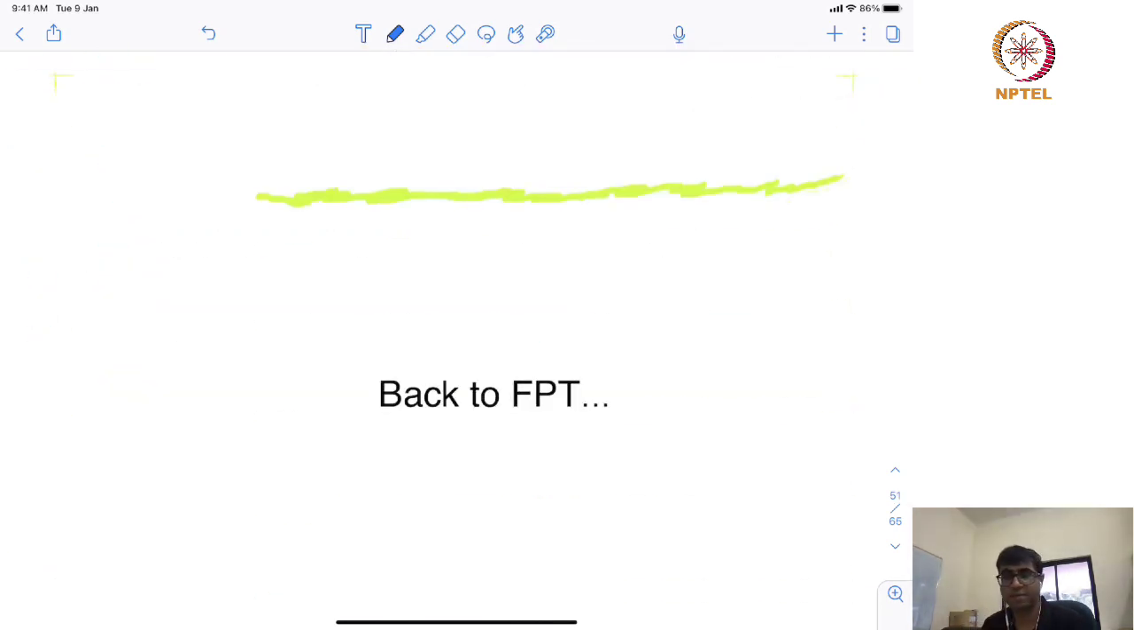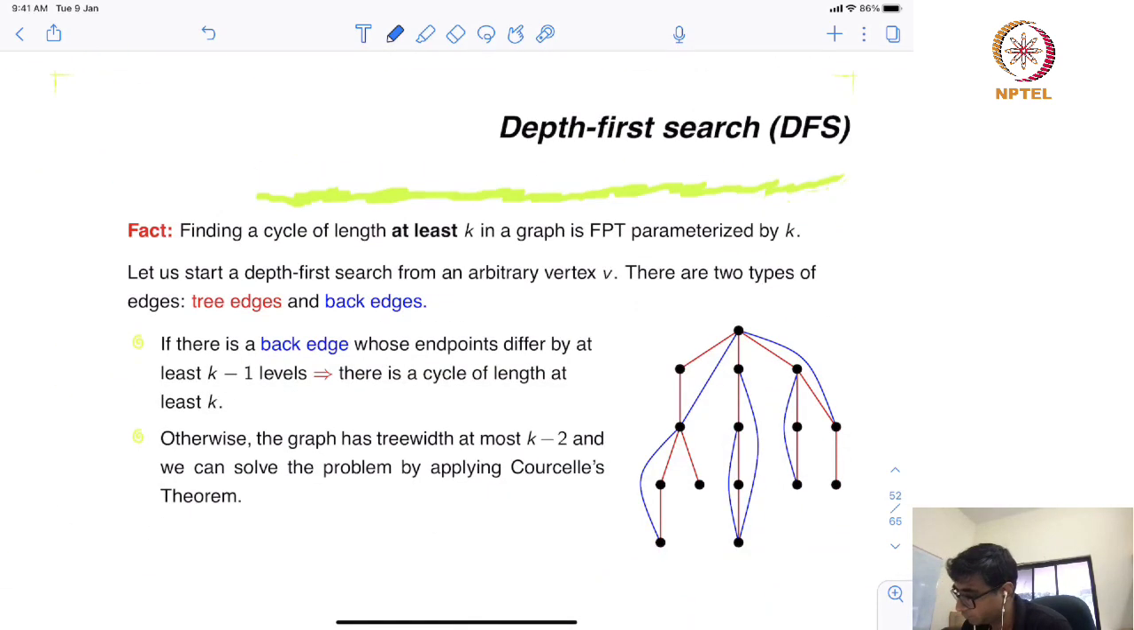So now let us go back to the FPT algorithm. This we have already discussed when we were talking about applications, why we care about treewidth in parameterized algorithms. I told you that using this DFS tree, either we can find a long path or long cycle, or we can compute a tree decomposition. If we can compute a tree decomposition, we can apply Courcelle's theorem, and otherwise the graph has treewidth at most k minus 2.